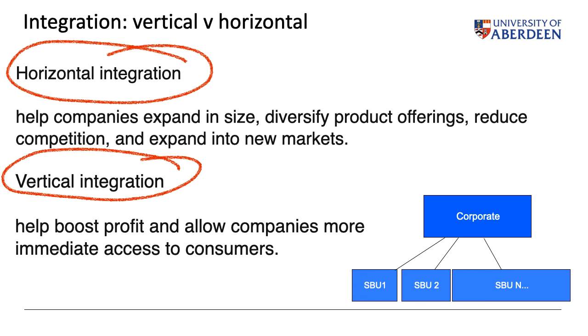The purpose of integration? Horizontal integration helps companies expand their size. They buy competitors, and by doing that, they're able to increase their output, increase their market share, and expand into new markets. Why do we vertically integrate? Because you want to boost profits or have more control over the production line or have more control over the inputs and so on.